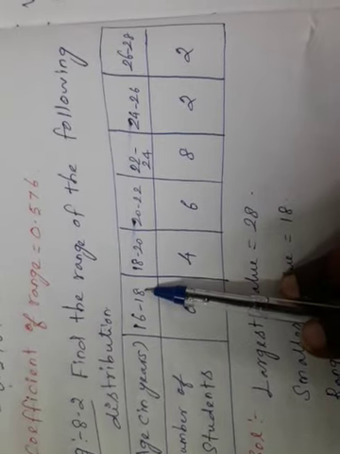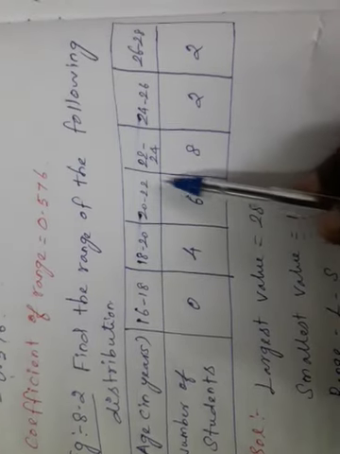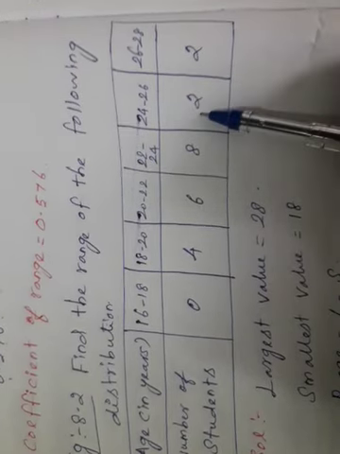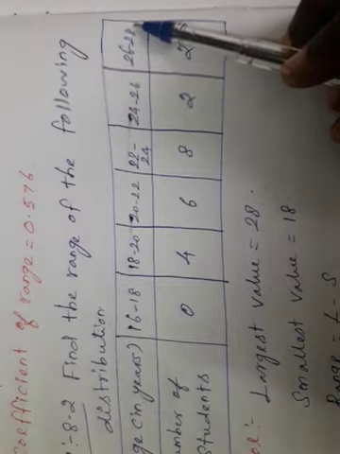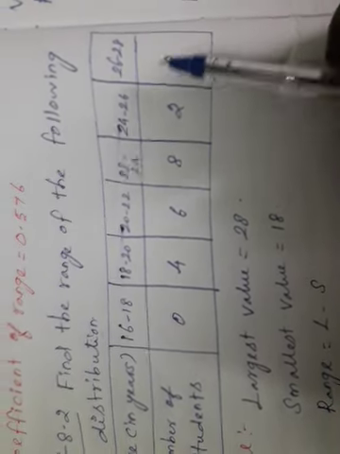16 to 18 years. How many students are there? 18 to 20 years. How many students are there? 20 to 22 years. How many students are there? 22 to 24. How many students are there? 24 to 26. How many students are there? 26 to 28. How many students are there? They are given. Using this, we have to find out the range.